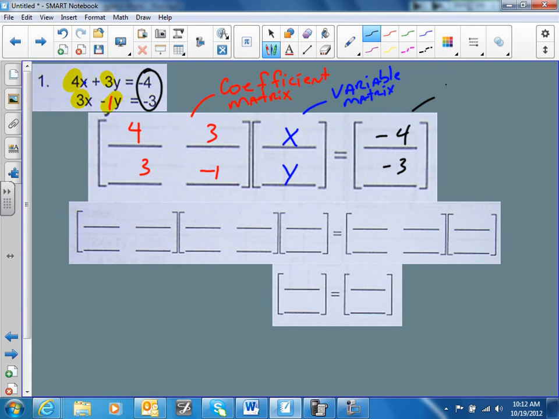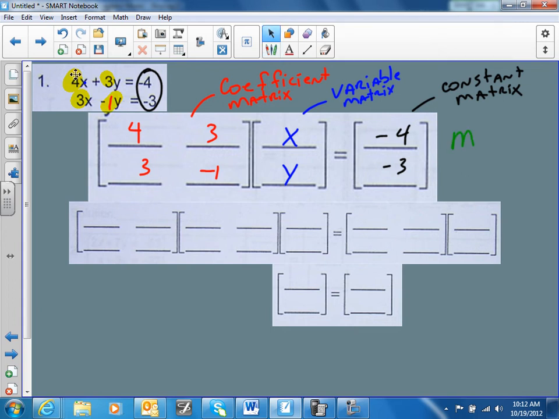This is called my constant matrix. Altogether, this is a matrix equation. Now, remember in solving, we multiplied by the reciprocal.